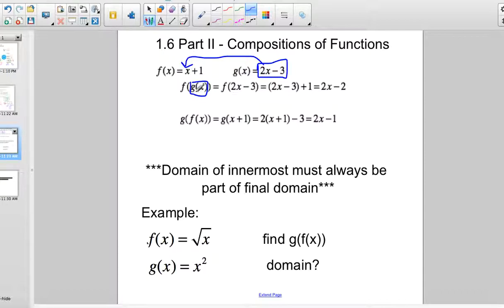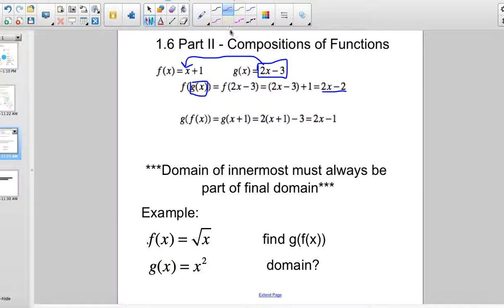So it's f of g of x. The innermost one is the one that you plug in. So it's really the same thing as f of 2x minus 3, which just means instead of saying x plus 1, you're going to have 2x minus 3 plus 1. And then you would simplify even further and you get that.